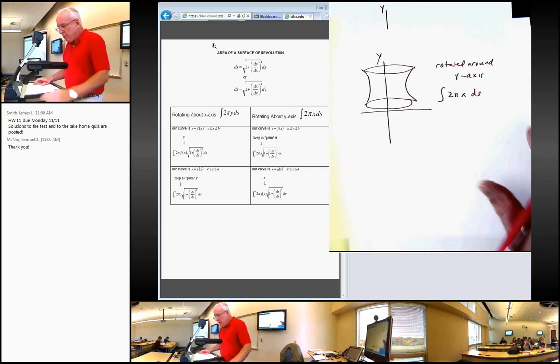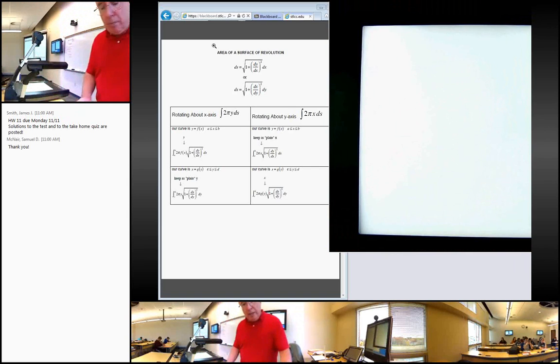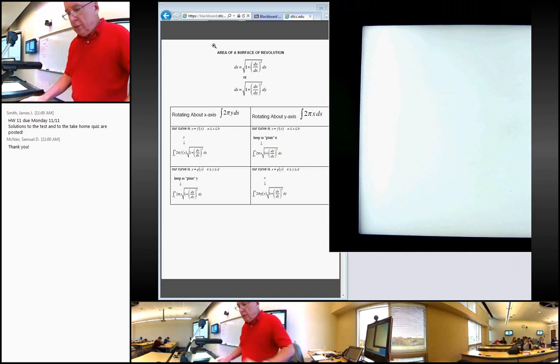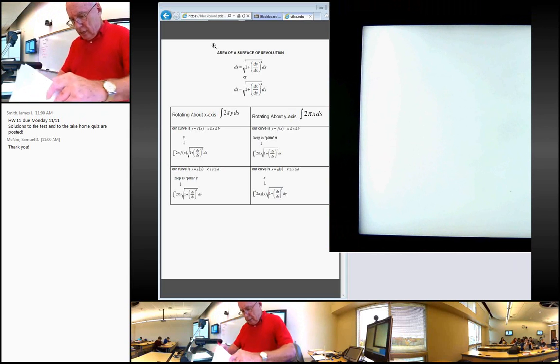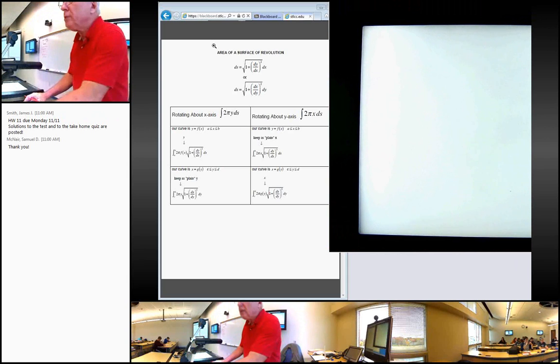I think what we need to do here is just do a couple of examples of this to see how this works, because we never got to an example the last time.